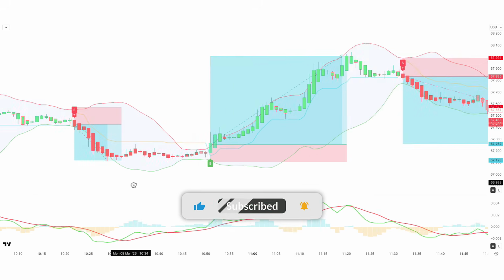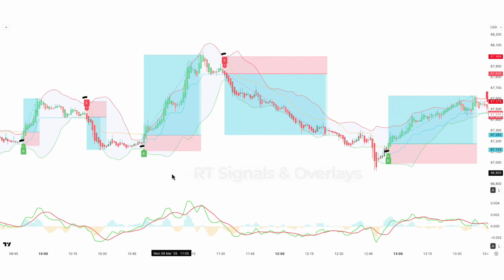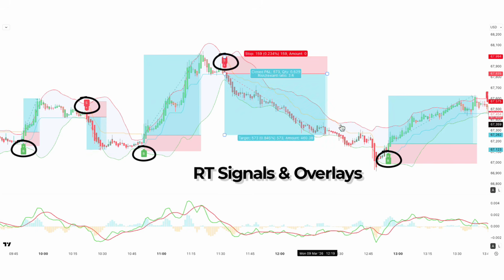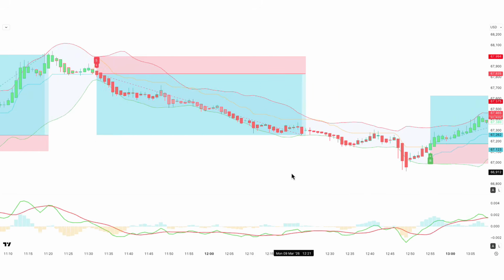We will try not to make the video too long. First of all, let us know about trading tools. The buy and sell arrow indicator we see in the chart is called the RT Signals and Overlays Indicator. Now we tell you how we want to trade.